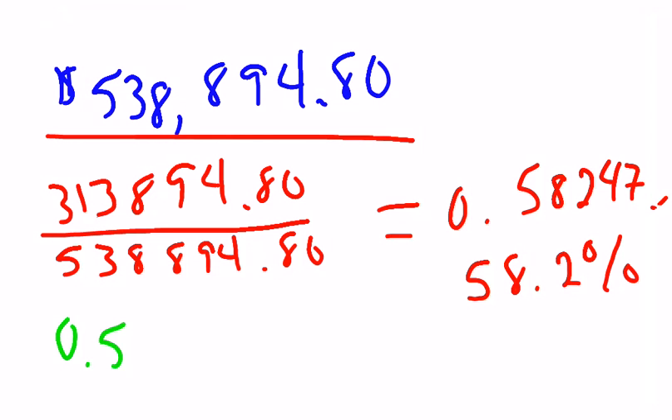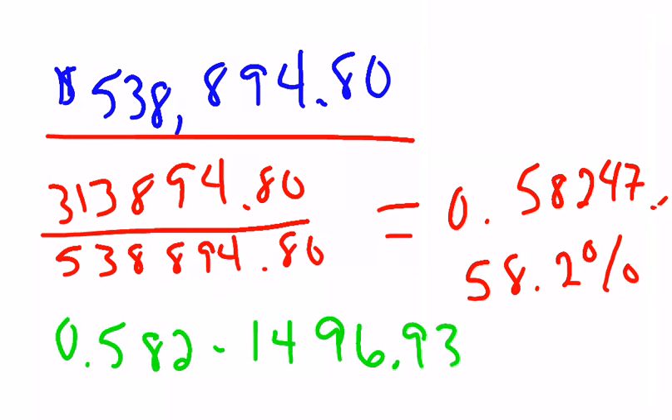So 0.582 times the $1,496.93, and that gives us $871.93. So that means that out of the $1,496.93 payment that we make each month, on average, $871.93 is going just to interest. So that's why it's important to have such a small interest rate.